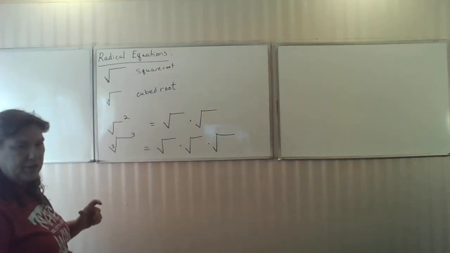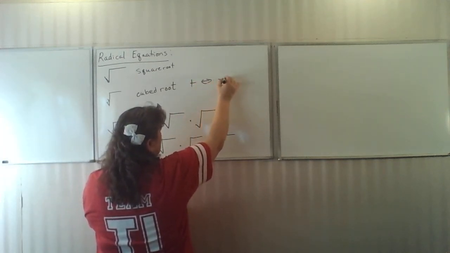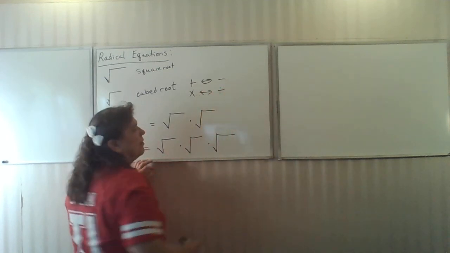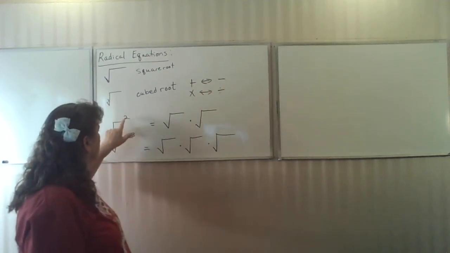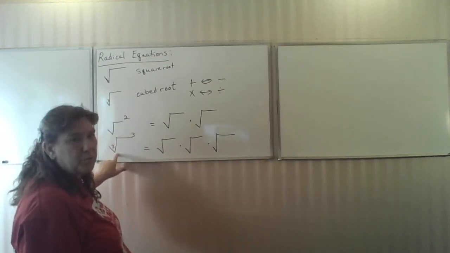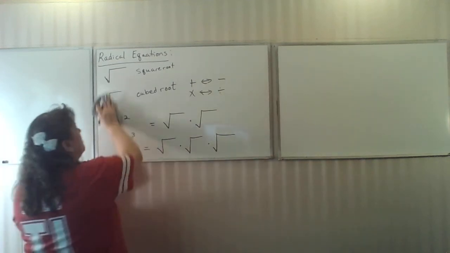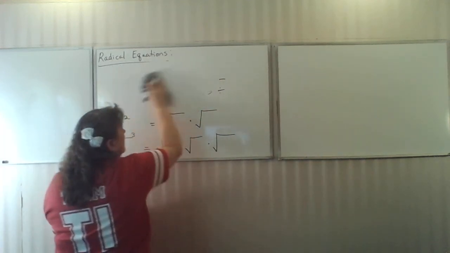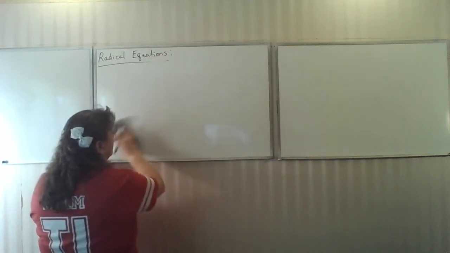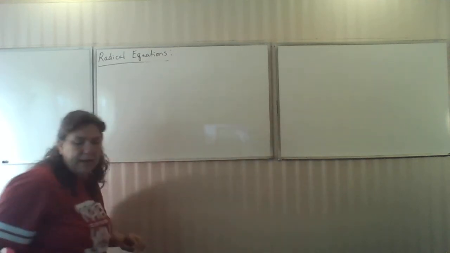They're opposite actions, just like addition and subtraction are opposite. Multiplication and division are opposite actions. Squaring and square roots are opposite actions. Cubing and cube roots are opposite actions. So that is what we have to remember when we're dealing with radical equations: we have to undo the radical.